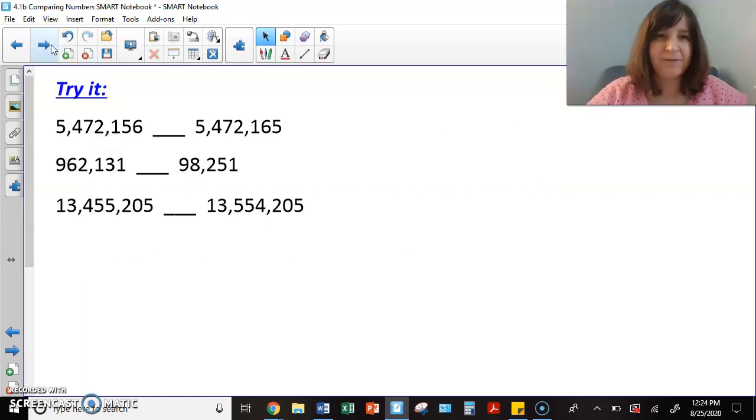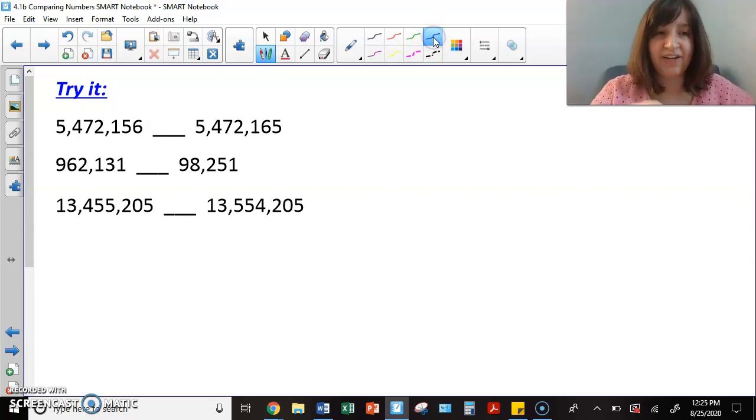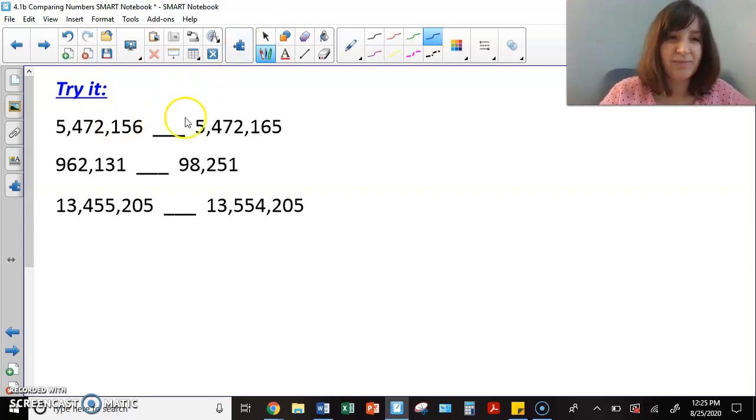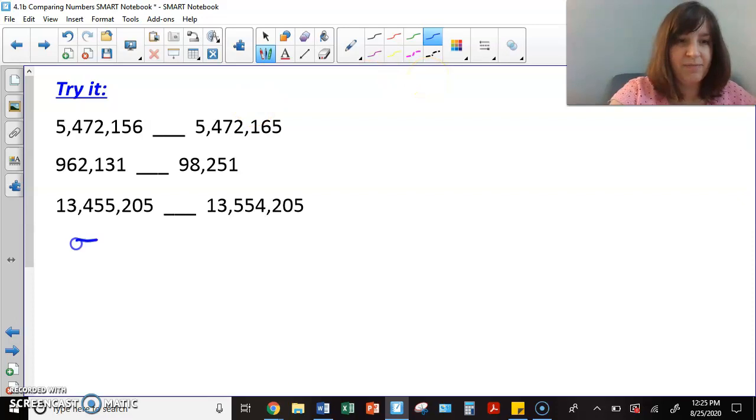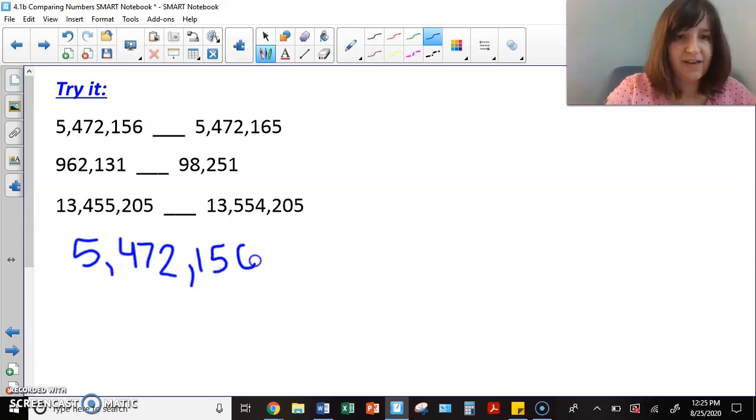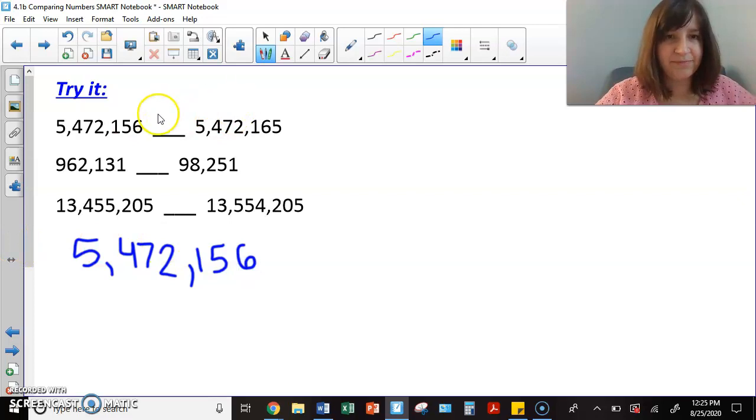Let's try it over here. So we're going to look at this first problem. When we show work for comparing numbers, we want to stack our numbers up. So if you're not sure how to show your work for comparing numbers, this is how. I'm going to take my two numbers and write them, but I'm going to stack them up. I start with my first number, and then my second number.